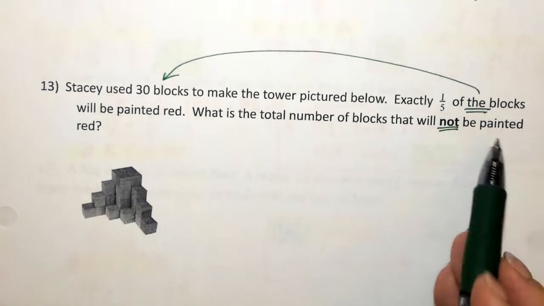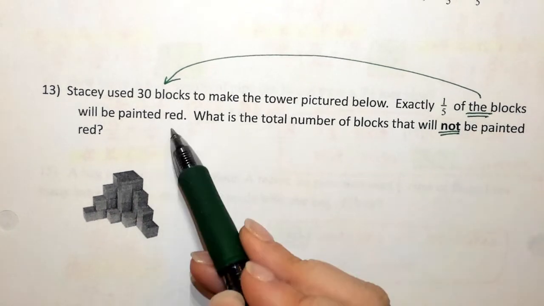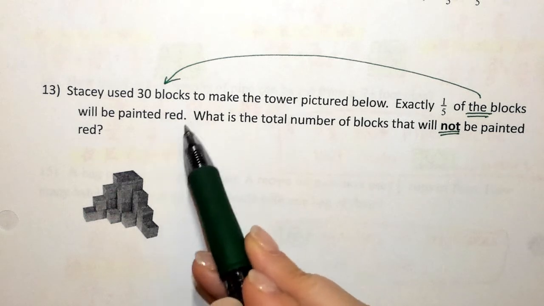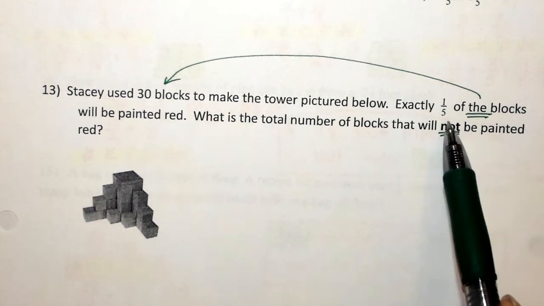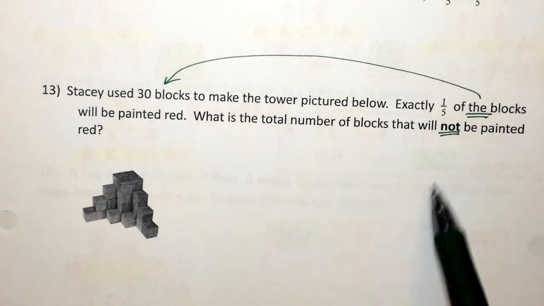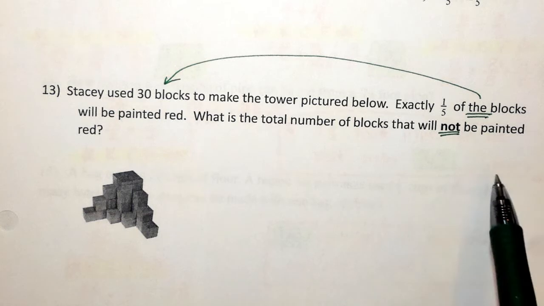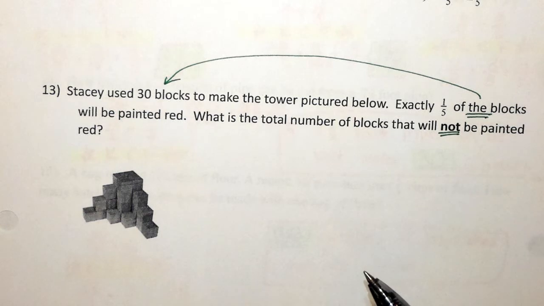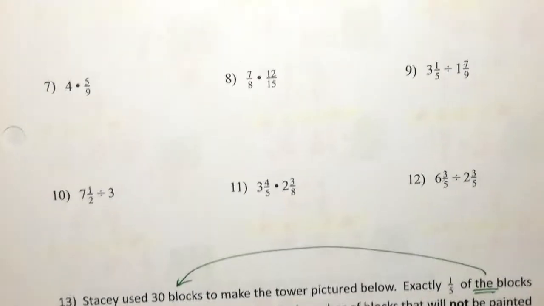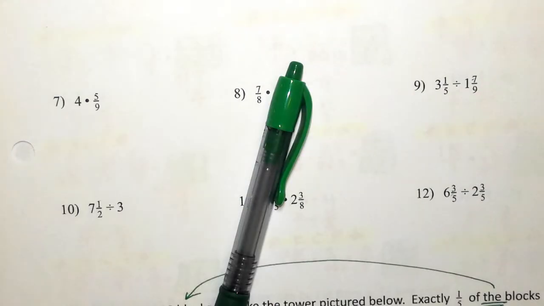Now be careful, this 1/5 is talking about the blocks that are red. Do we want to know the ones that are red? No. So you can either change your fraction to be the ones that are not red, or get your answer. If you know the blocks that are red, how would you find the ones that are not red? Subtract. You would subtract from that block amount. Okay? All right, you have the rest of those to work on your own.